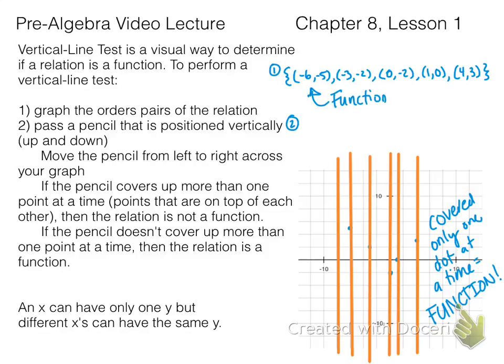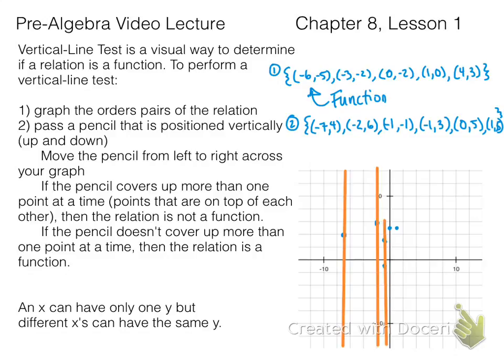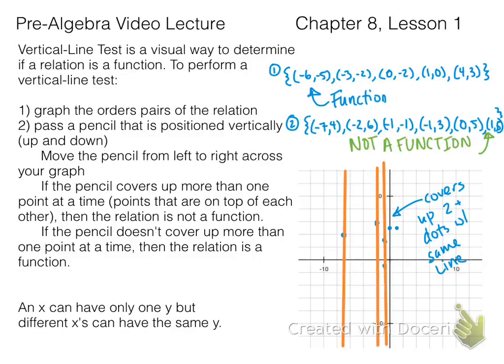Now, what happens if I go ahead and get another function, or excuse me, another relation, which looks shockingly like that, and I'm sure some of you can look at it and go, Miss DH, I know it's not a function, but let's go ahead and prove it using the vertical line test. So we're going to graph the points, and we're going to use a vertical line to do it. And guess what? Right there, that vertical line covers up 2 or more dots with the same line. Therefore, not a function.